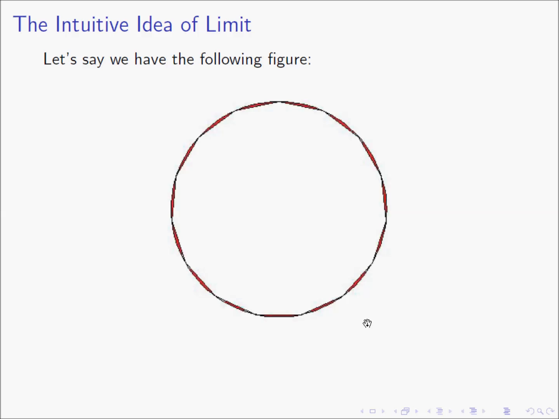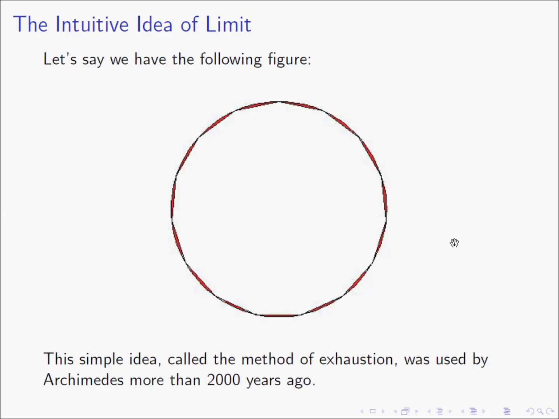So the question here is, can we continue with this process indefinitely? And the answer is yes. And when you continue this process indefinitely, what you're doing is taking a limit. You're taking the limit as the number of sides approaches infinity. And this simple idea, called the method of exhaustion, was used by Archimedes a long time ago. So you can see what is the idea behind limits with this very simple example.